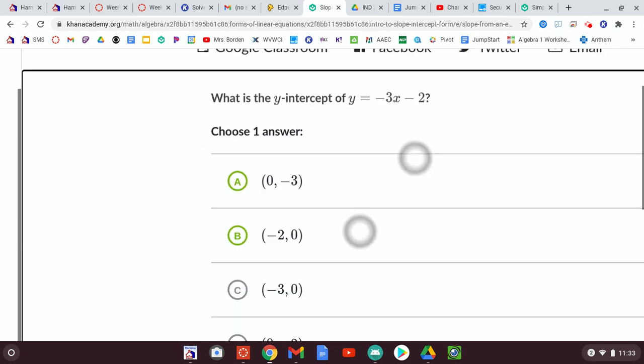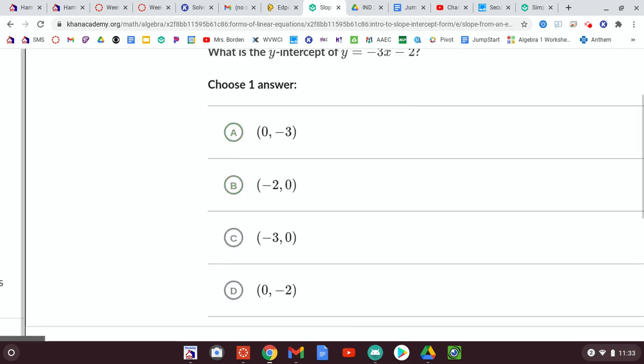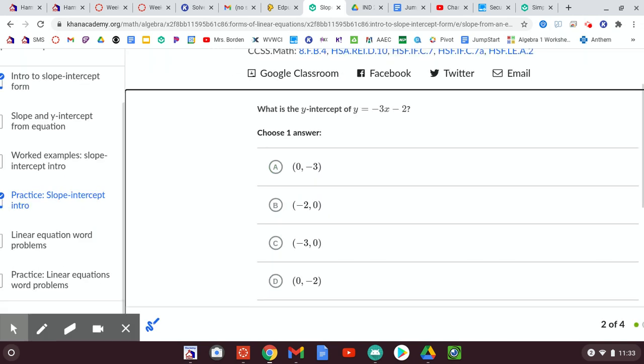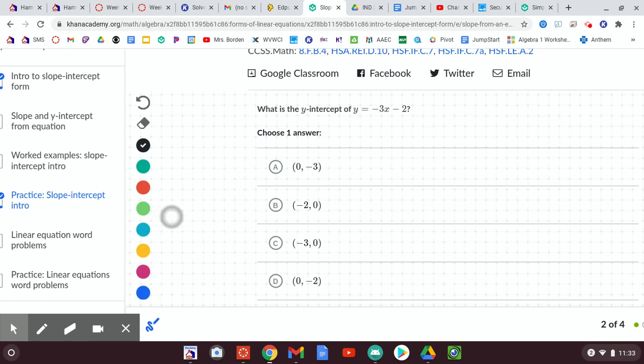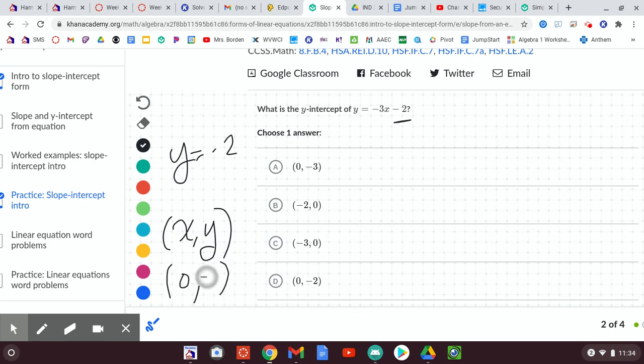Okay, negative 2. Now, it wants the ordered pair. So which one of these would be the ordered pair for the y-intercept? It's got the right numbers in it, but remember that your point is x, y, and you've identified that the y-intercept is negative 2. So what's the x value of every y-intercept? 0. So then which one would it be?